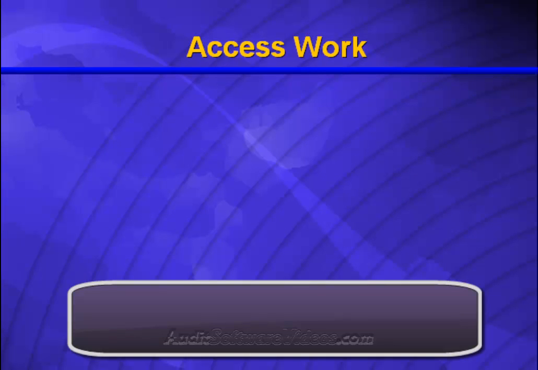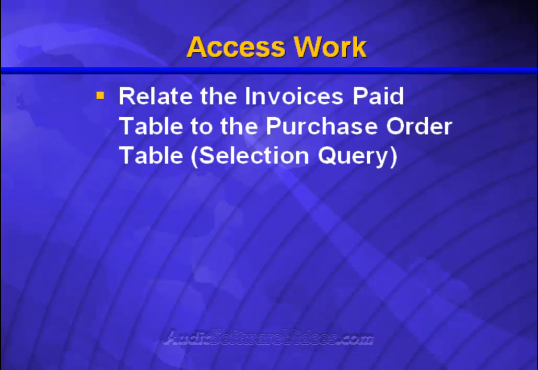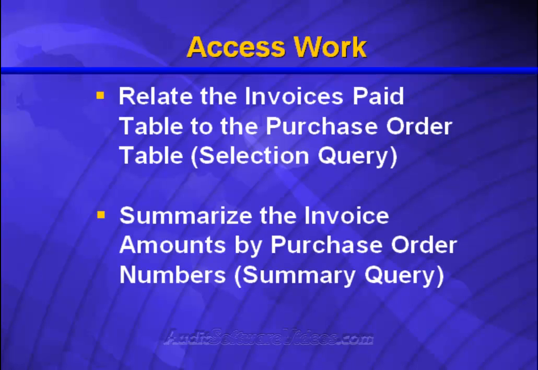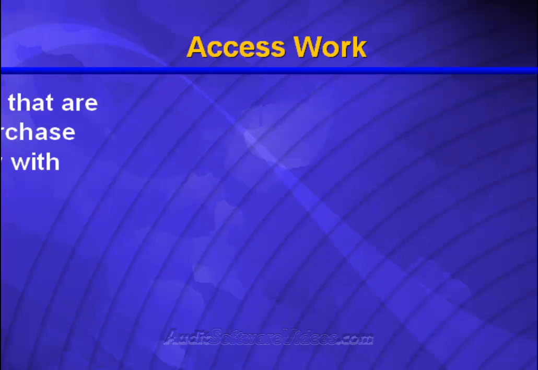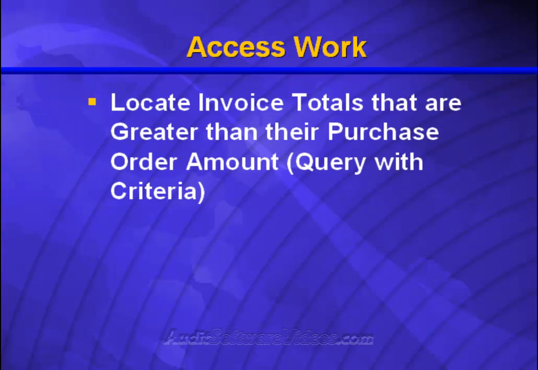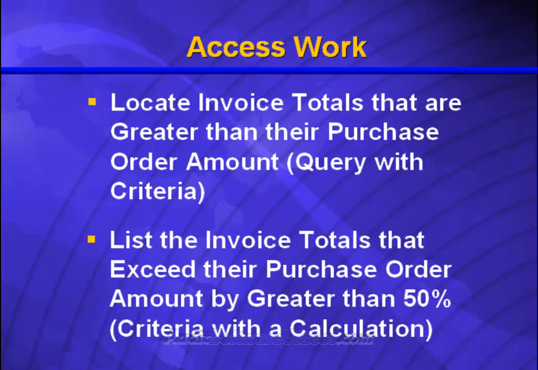First, we will relate the invoices paid table to the purchase order table. Then we will create, with the query's wizard help, a summary query to summarize the invoice amounts by purchase order numbers. In a third query, we will create criteria to locate invoice totals that are greater than the associated purchase order amount. Finally, we will create another query from this last query to list the invoice totals that exceed their purchase order amount by greater than 50%.